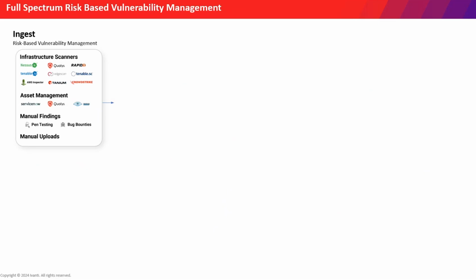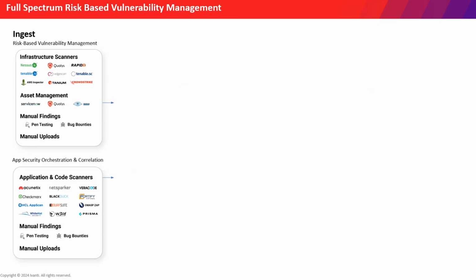So RBVM, risk-based vulnerability management, this is what it does. We take the output of your existing scanner, so your Rapid7, Tenable, Qualys, those big three. We can also take, and that's on the infrastructure side, application and code scanners. So if you're doing your own development, we can take that data in from those vulnerability scanners and use it in this tool.